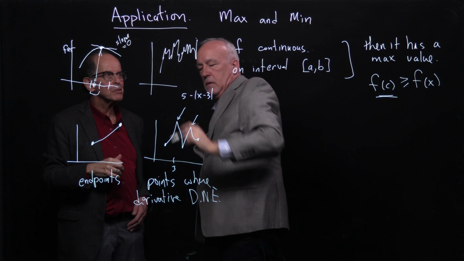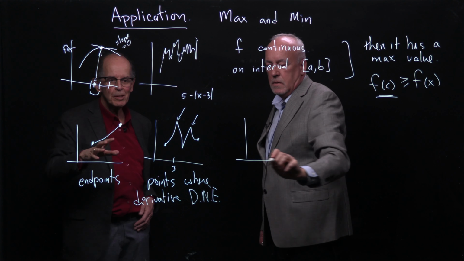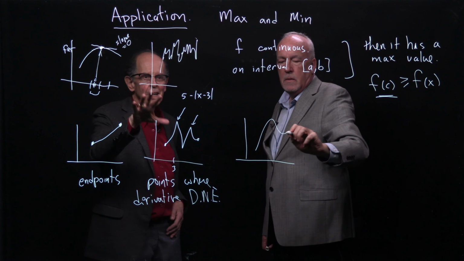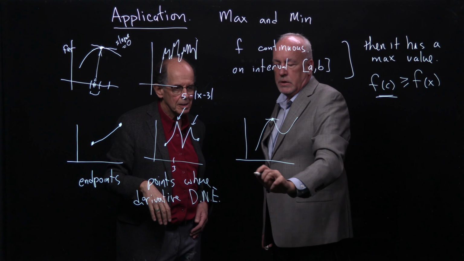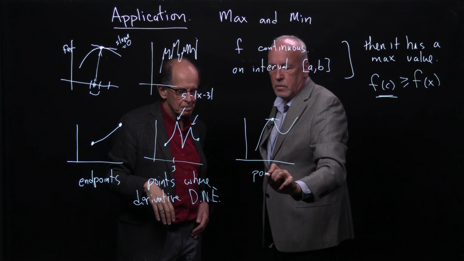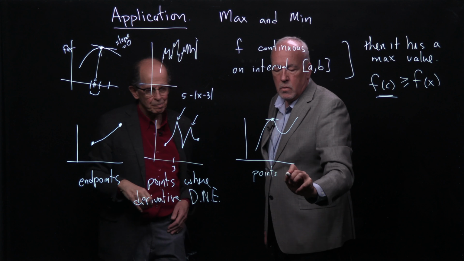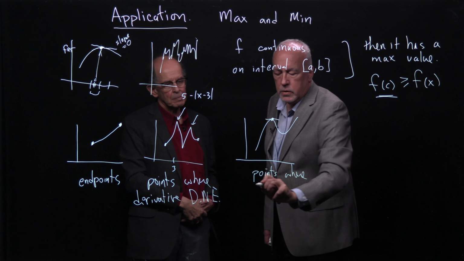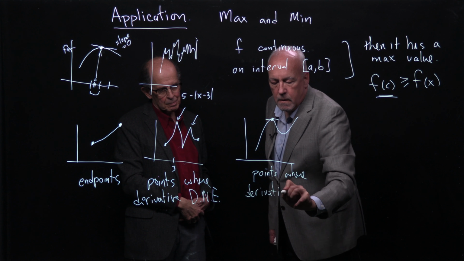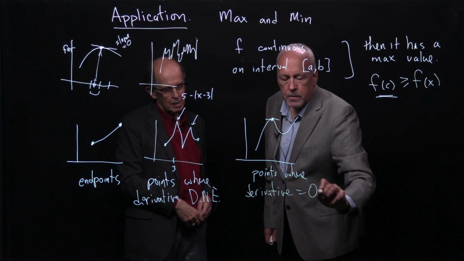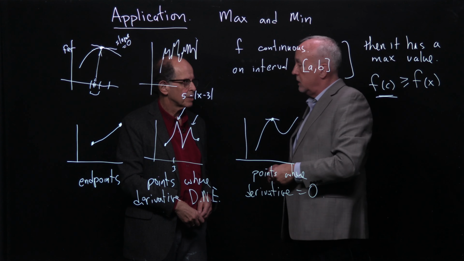So all we have to do then to find max and min is to look at these cases, decide which one we're in, and then act accordingly. So this is the third case: points where the derivative equals 0. So you only really have to consider those 3 cases.